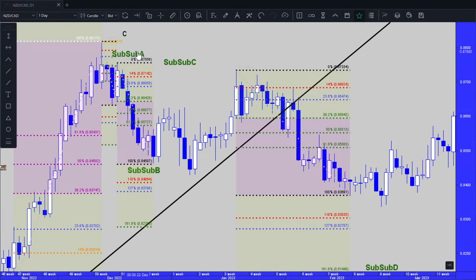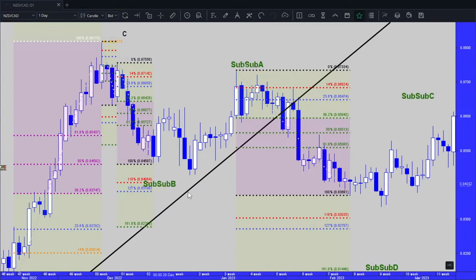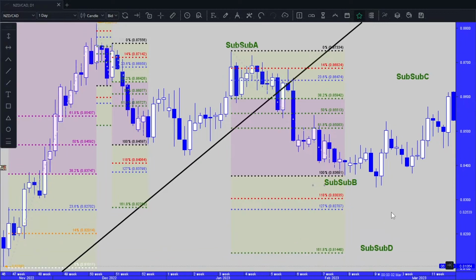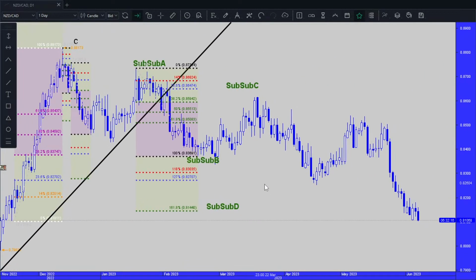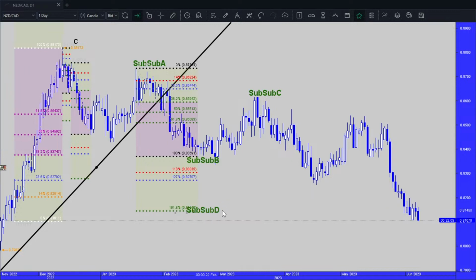Now again, sub A goes to sub C, sub B goes to sub D. 1, 2, now this is the third time. We are just monitoring the market, and finally everybody, the market just hit our sub D extension. Can you see it, everybody?